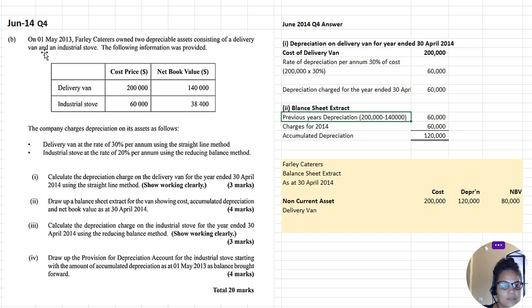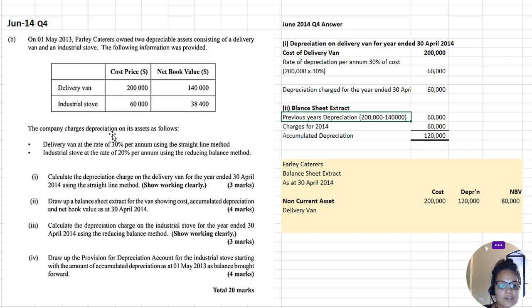So what did they give us? On the 1st of May 2013, Farley Caterers owned 2 depreciated assets consisting of a delivery van and an industrial store. The following information was provided. So they give you the cost price and they give you the net book value for both the delivery van and the industrial store.